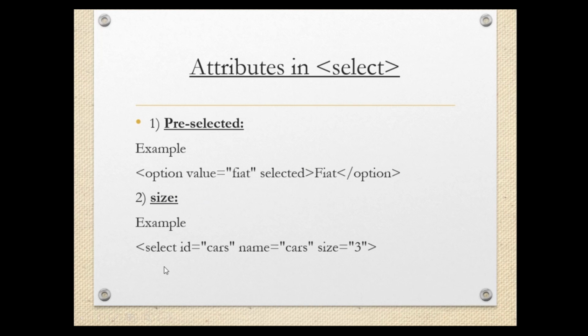And second one we have size. Select id equal to car, name equal to car, and size equal to 3. Now what is size? Basically size will give you the number of values that are shown by default. For example, I have stored 10 values in my drop down list. Now when I am giving size equal to 3, when I click on the drop down list, it will show me the first 3, and after scrolling down it will give me the remaining ones. So size is nothing but the default number of cars shown in the drop down list, but it will also have a scroll bar by which you can scroll down to your remaining cars.